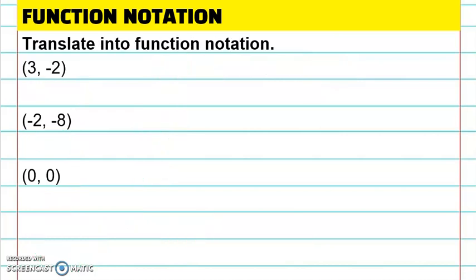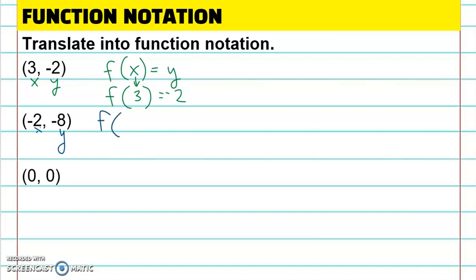Now if I have an ordered pair, do I know the function notation for it? This is x, this is y. So I'd say f of, remember it's f of x equals the y value. So this would be f of 3 equals -2. Don't overcomplicate it. This is x, this is y. So I have f of x, this is supposed to be x, so I put -2, equals, and this side is supposed to be y, so it's -8.